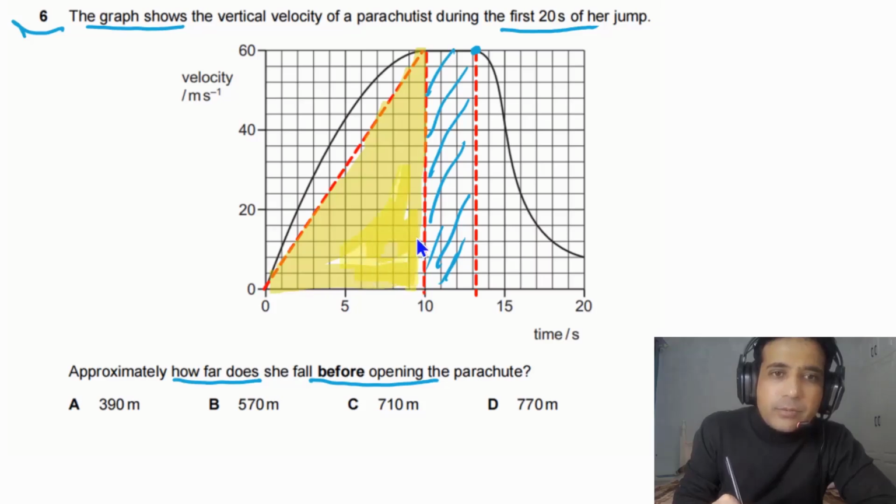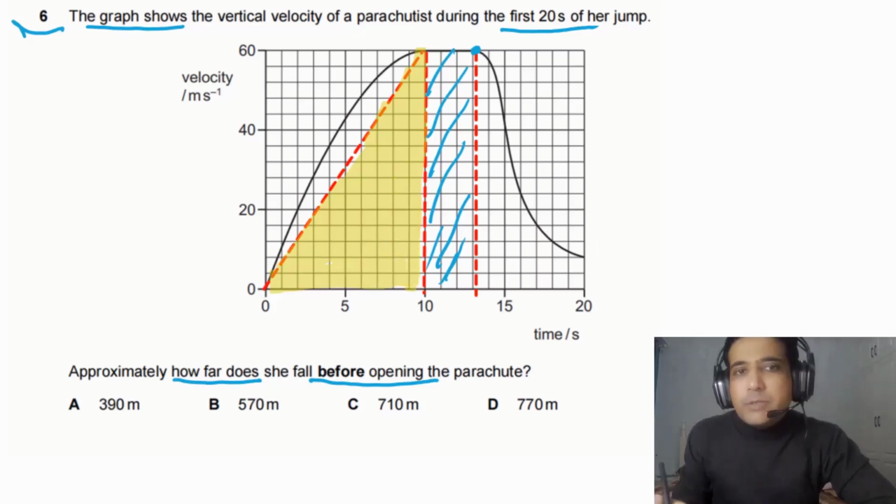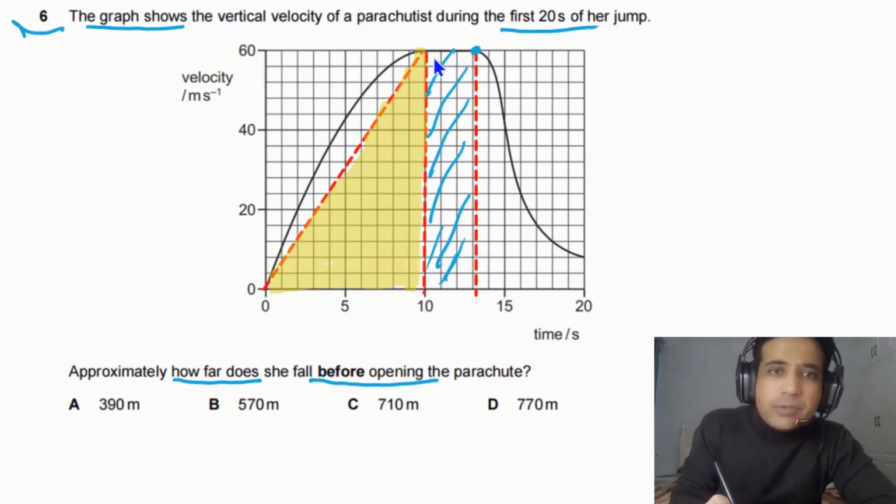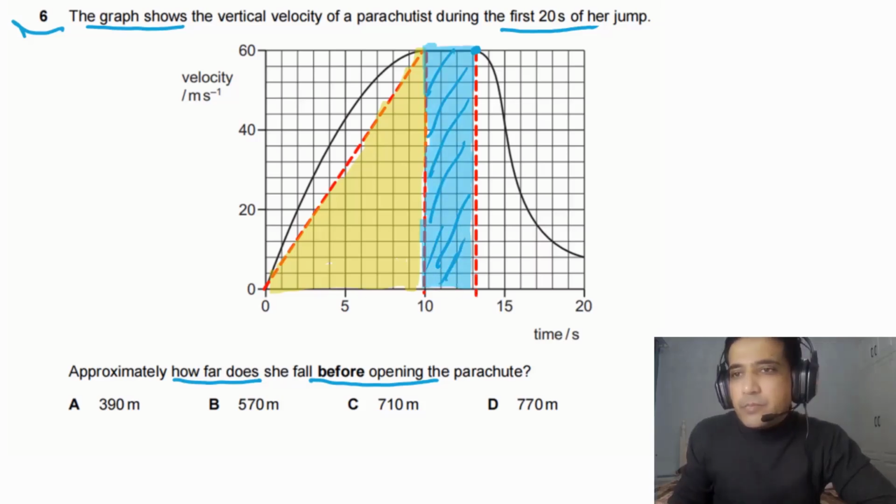So we need to calculate area of triangle and area of rectangle. Let me use a different color for the second area. So this area of rectangle we need to calculate. These two areas we need to calculate, and then we can approximate distance. First of all, in this case, we will calculate area of triangle.